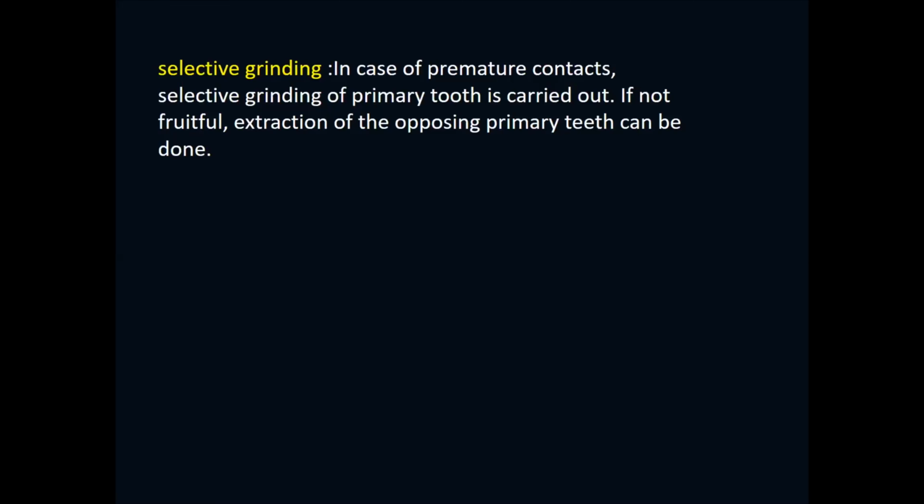One treatment modality we have talked about is the removable appliances, and the other treatment could be even selective grinding of the premature contact. What does it mean? Because the patient is keeping the mandible in an anteriorly displaced position because of the premature contact, then the removal of the premature contact, or maybe sometimes the extraction of the opposing primary teeth, could be a treatment modality for the correction of the anterior crossbite, provided the anterior crossbite is because of the premature contact. So the selective grinding of the primary tooth is carried out, or maybe you can extract the primary tooth.